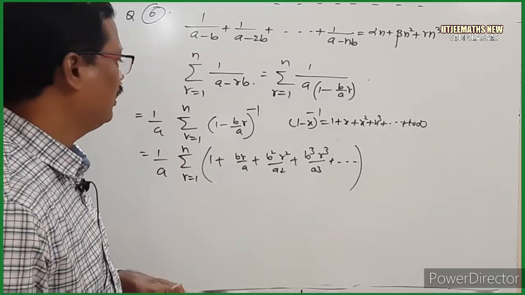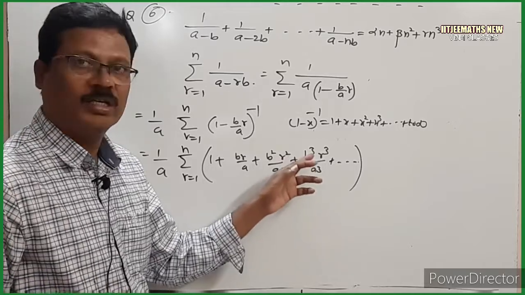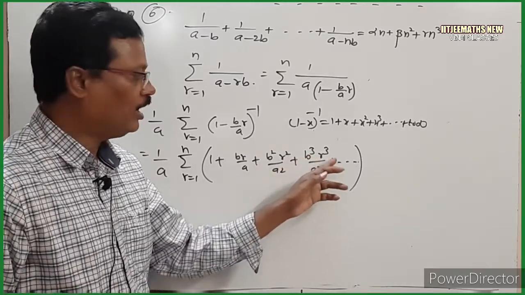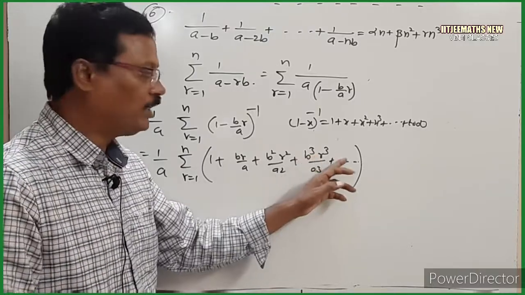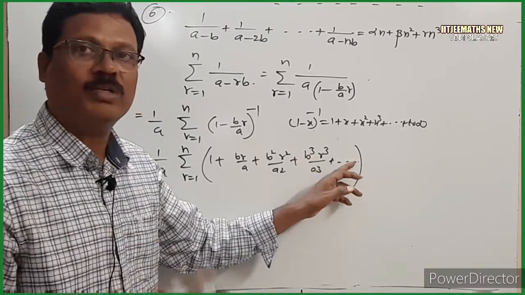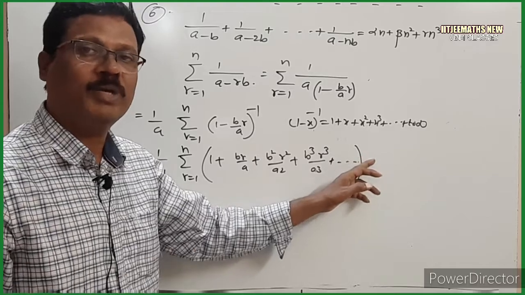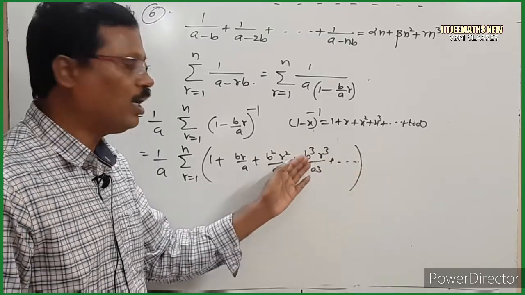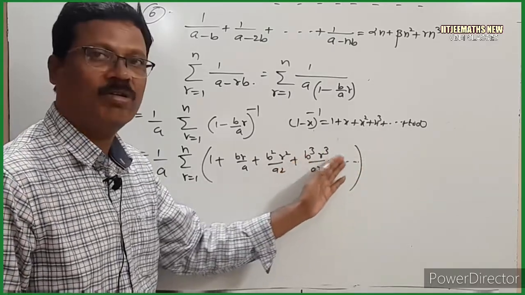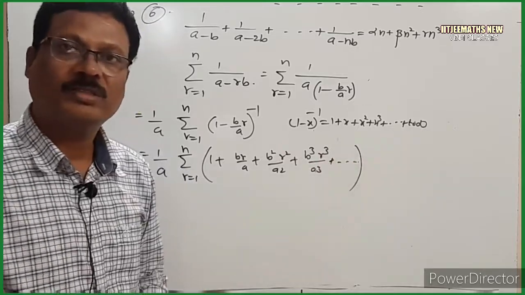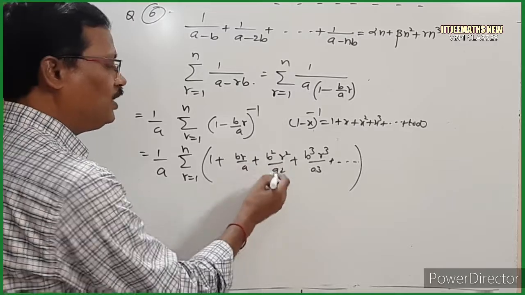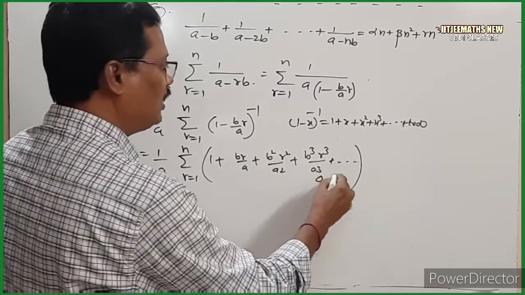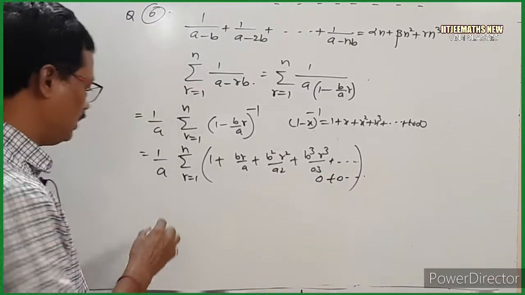What they are telling is that the cube of b by a and higher powers may be neglected. The cube of b by a, the next term will be b by a to the power of 4, next b by a to the power of 5, go on like this. In this expansion, all these terms will be 0, right? Therefore, we have to take up to b square by a square only. This is 0 and all next terms are zeros.